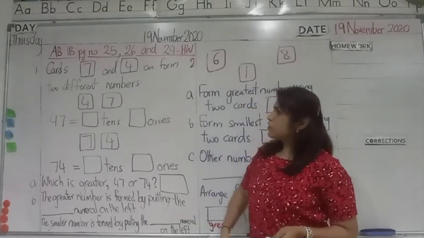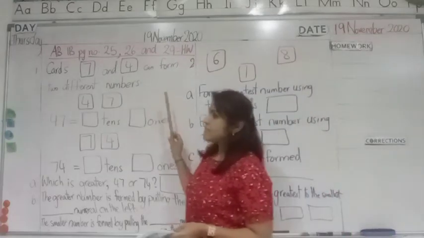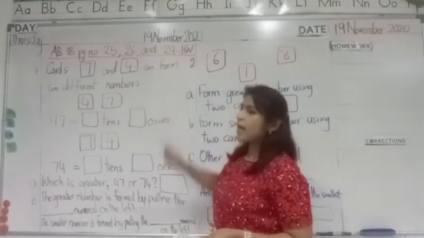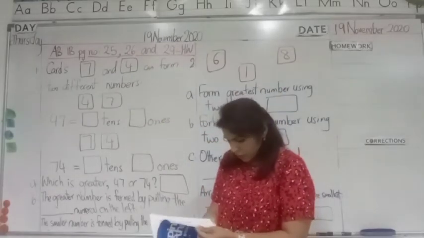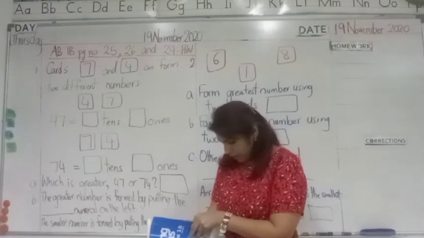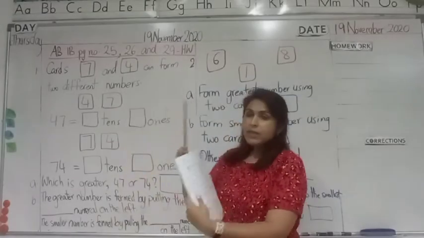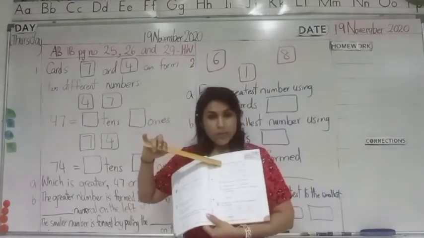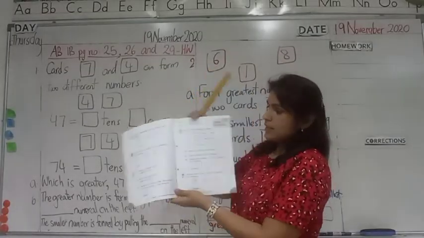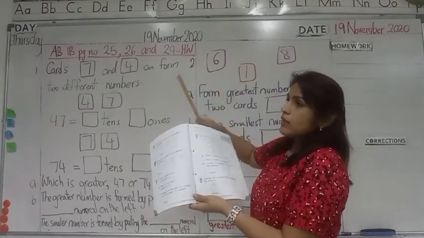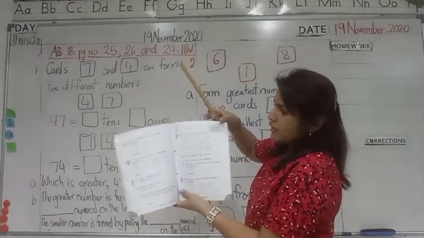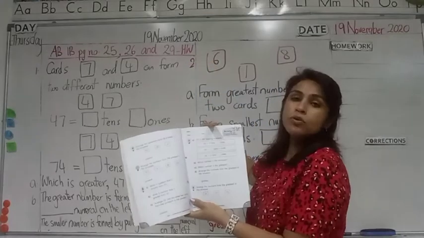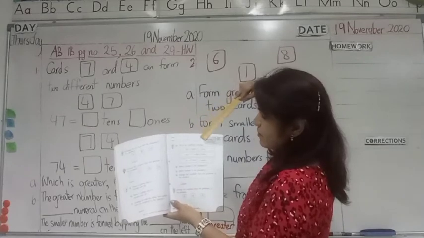We'll be going to page number 27 because page numbers 25, 26 and 29 are for homework. If you look at page number 25, it's similar work to yesterday. Just like yesterday, you have to place the numbers in tens and ones place. I'm sure you can do this all by yourself, like filling in the missing numbers.